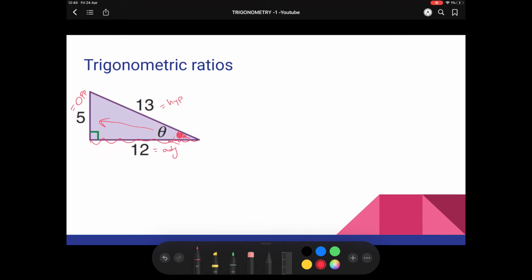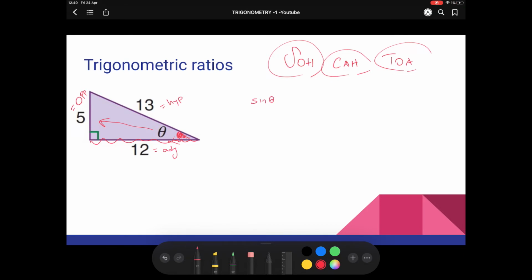So now I have identified, according to this angle, which one is opposite, which one is adjacent, and what's the hypotenuse. And then I'm going to write my lovely phrase here. So SOH CAH TOA. Here, sine is opposite over hypotenuse.